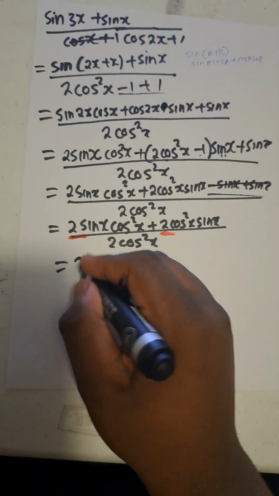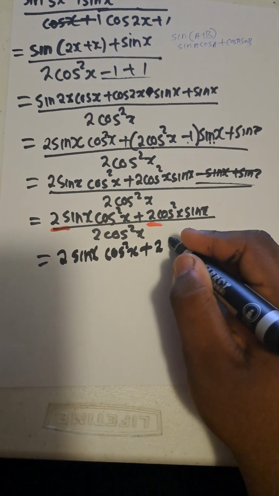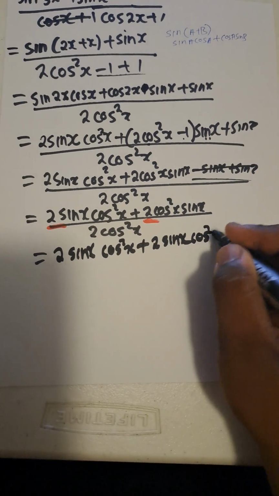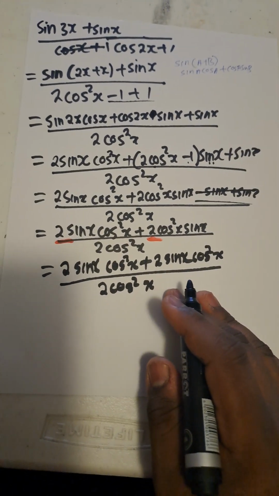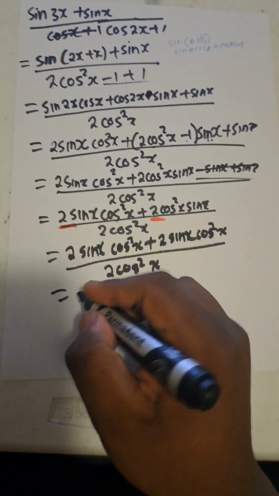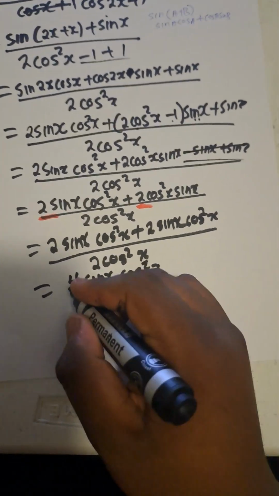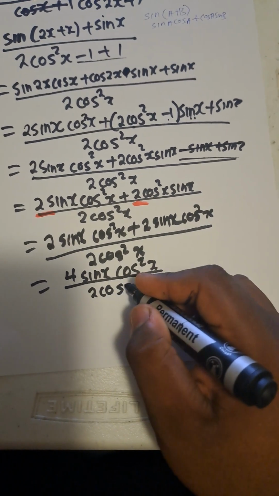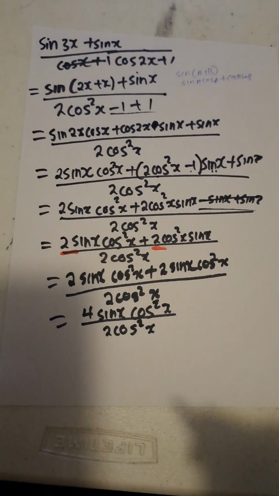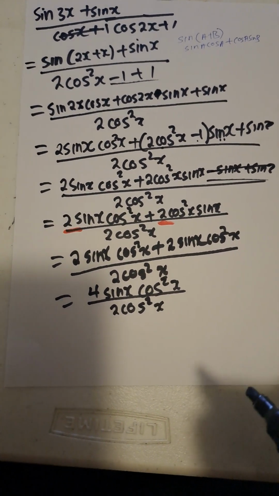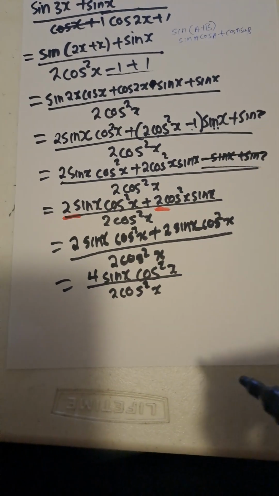Okay, so now let me write it. 2 sine x cos squared x plus 2 sine x cos squared x, because they are being multiplied to each other. It's not a problem. Now 2 plus 2, it is what? 4 sine x cos squared x over 2 cos squared x. Can you see it? After that, I can now do what? See that I have 2 cos squared x and cos squared x in the numerator.